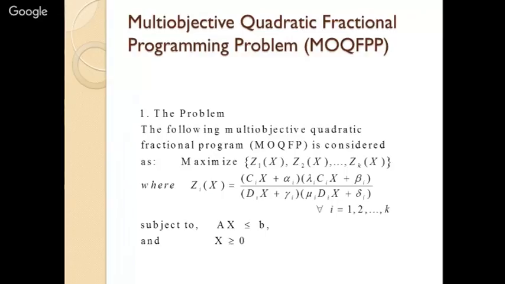So many people are working in this field, and hopefully the overview of this type of problems will help you to identify the area of research. You can also see the literature available on these problems, and may get some ideas related to new techniques. So this is the overview of the different types of multi-objective programming problems.